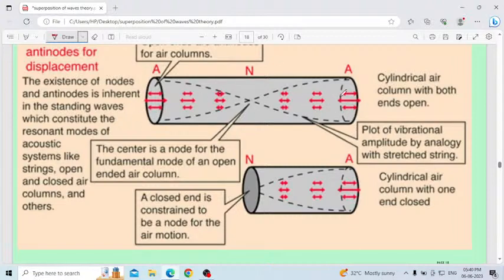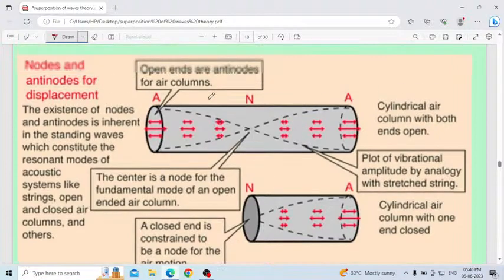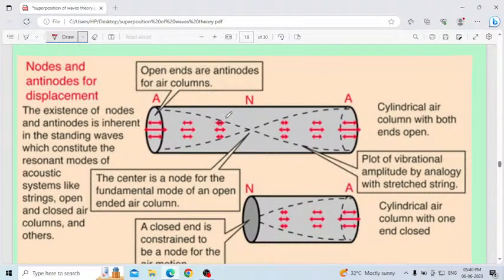This one we will call an air column. An air column is nothing but a hollow tube. Inside the hollow tube, the air is present. Then inside the air column, the two waves get superimposed, and then they form the harmonics. Here you can see how many nodes and antinodes it will form in the case of an open air column. This side also open, this side also open.